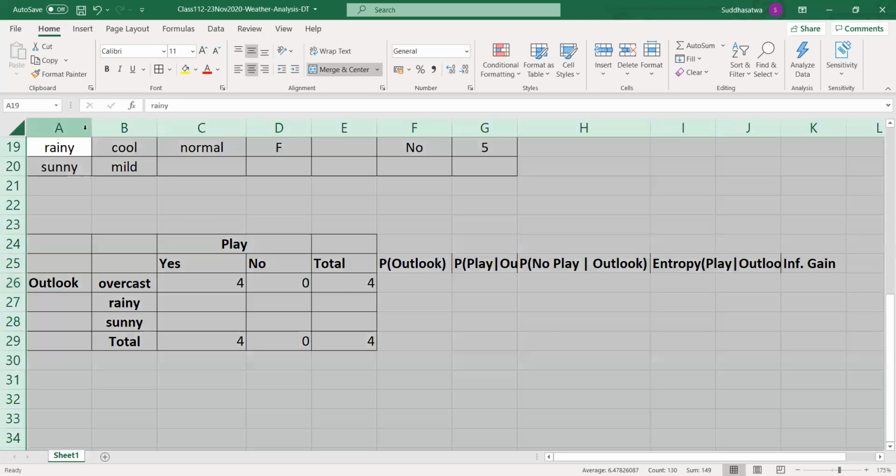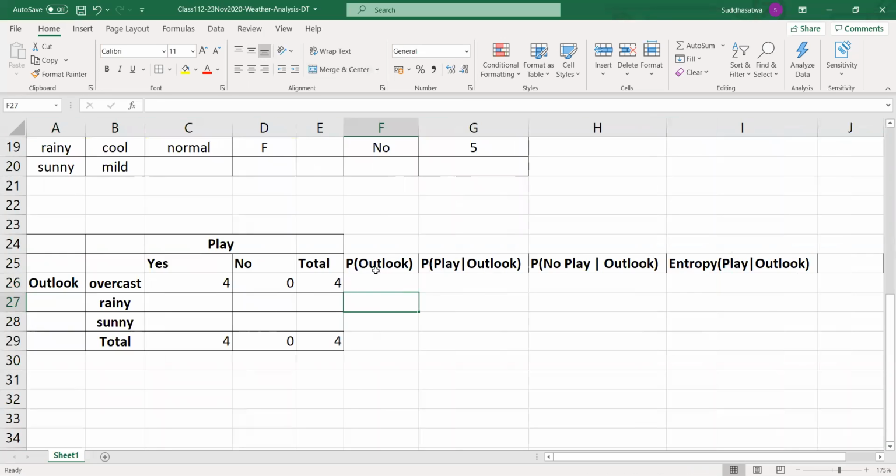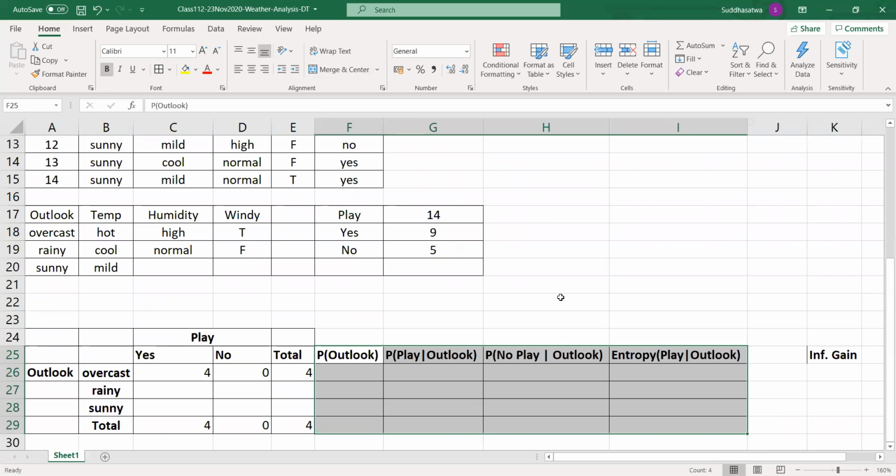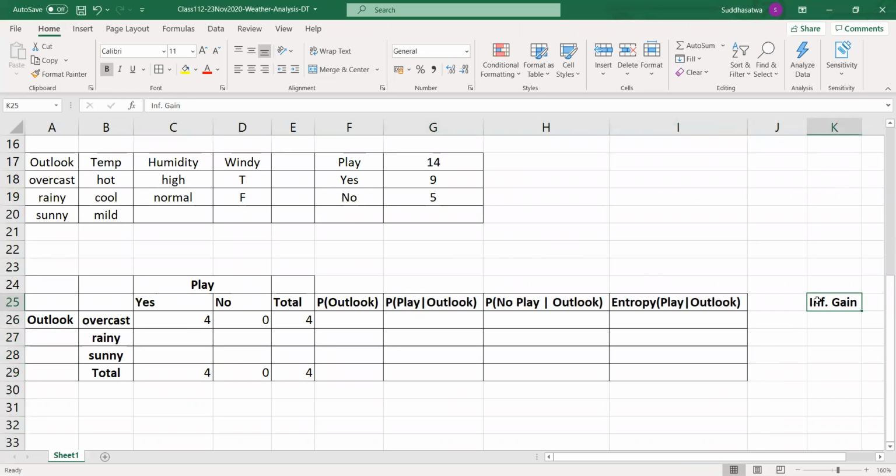Now what I'm going to do, let me just expand, right? Now we are going to do the calculations here. So let me just put them in blocks, and then I'll go to the right side. Maybe I'll just zoom out a little bit.